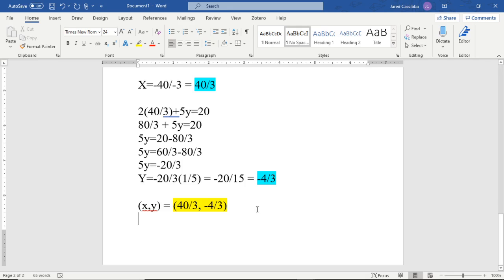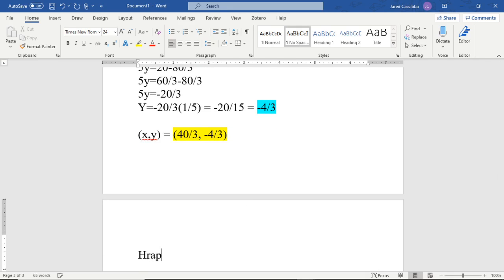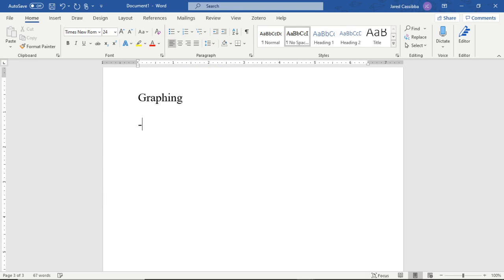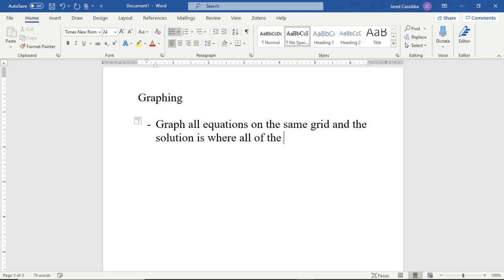Okay, the last one, graphing, is actually the easier of the 3. All this is we graph all equations on the same grid, and the solution is where all of the lines meet or cross.